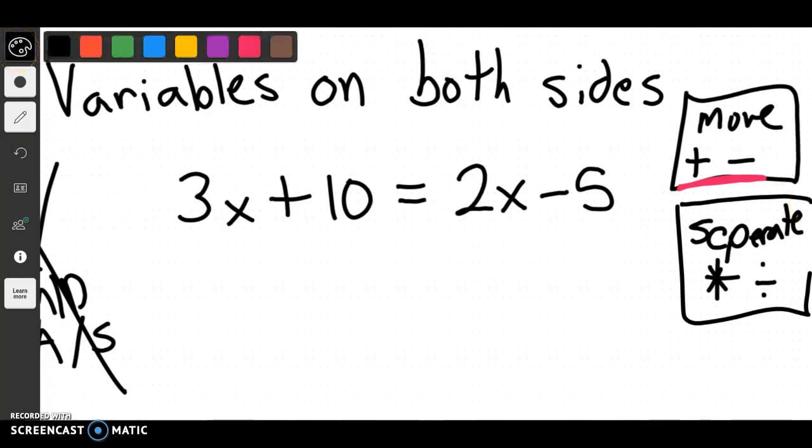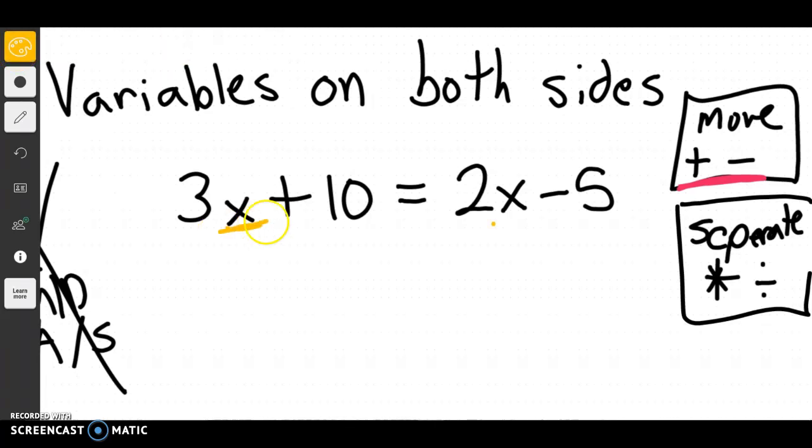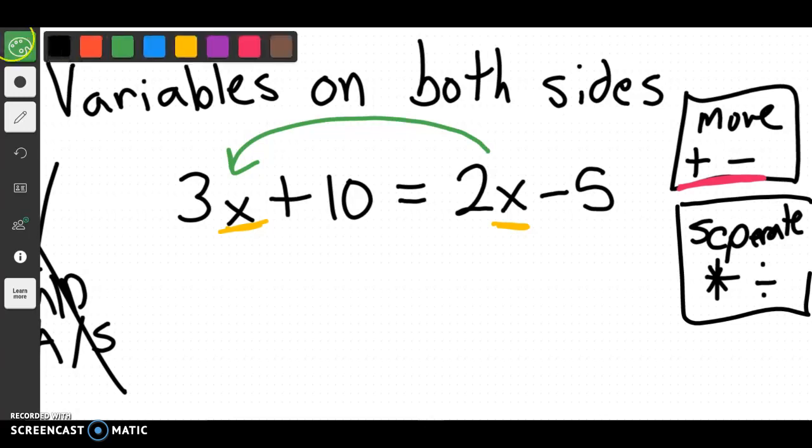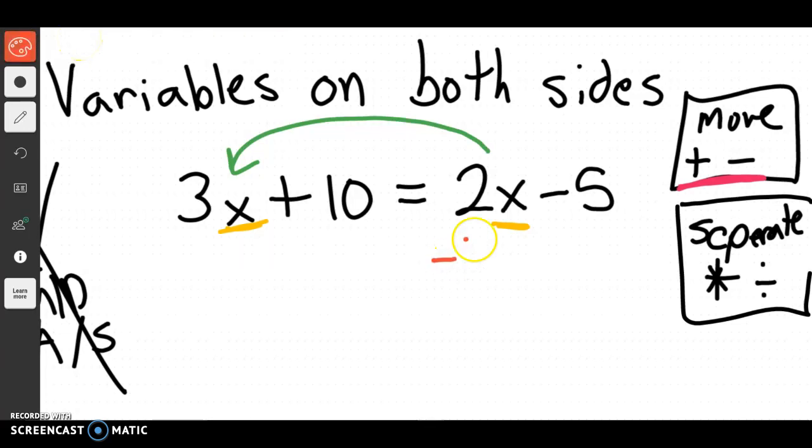Now again, solving this problem, you really want to get x by itself. And the issue we have right now is we have two x's. So what I would like to do is move this x over here to get to that one. To do that, we're going to balance this equation by subtracting 2x from both sides. Again, subtraction is a moving operation.